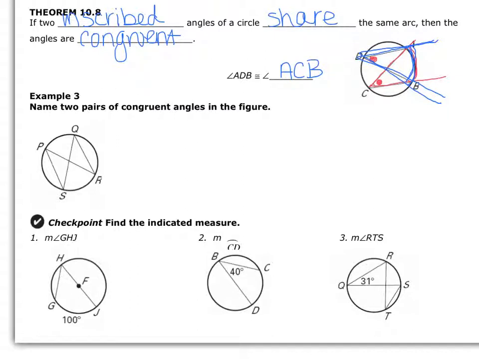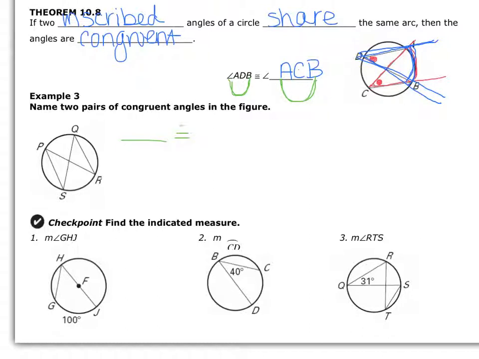And another thing you can notice about the letters of these angles that are congruent is that the beginning and the end are AB, the beginning and the end are AB. The only thing that's different is the vertex. So you can see that vertex means they're different angles, however, they're surrounded by the same arc, which makes them congruent. All right, example 3, name two pairs of congruent angles in the figure.